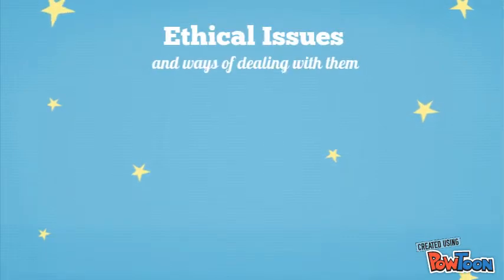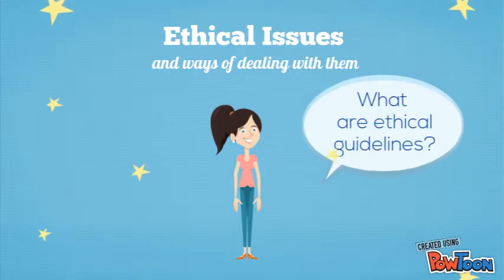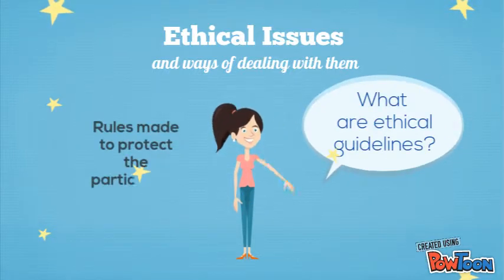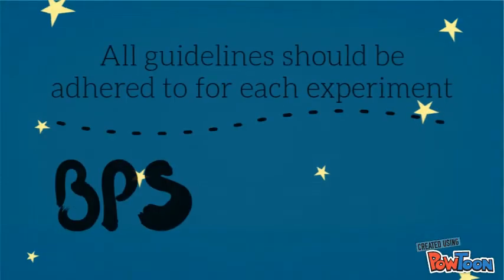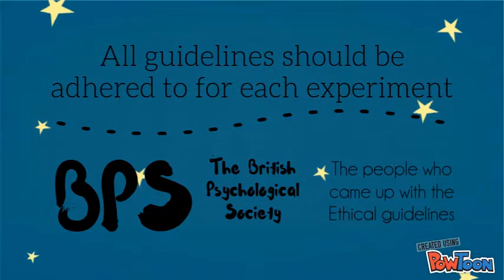So today we're going to talk about ethical issues and specifically ways of dealing with them. So what are the ethical guidelines? You've done these already. These are rules that are made to protect the participants in a study. These rules are created by the BPS, the British Psychological Society.